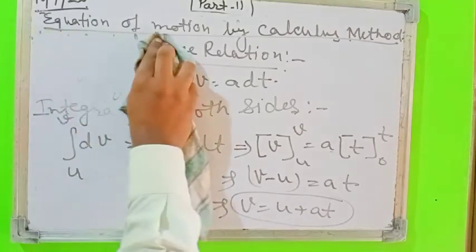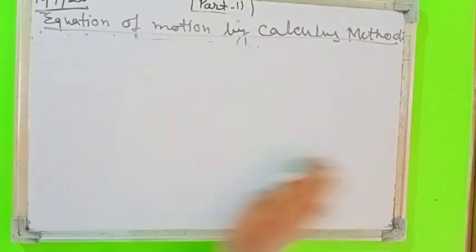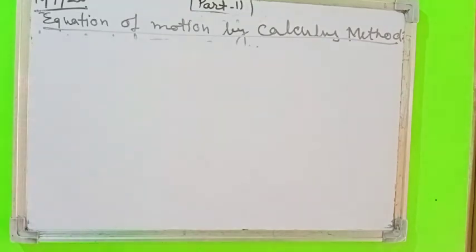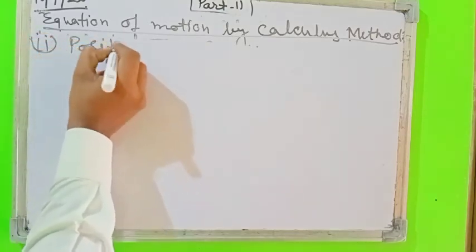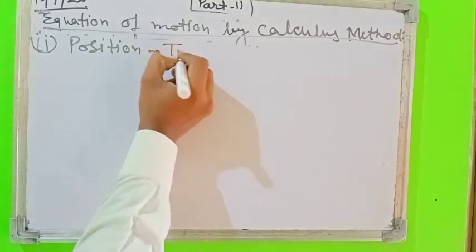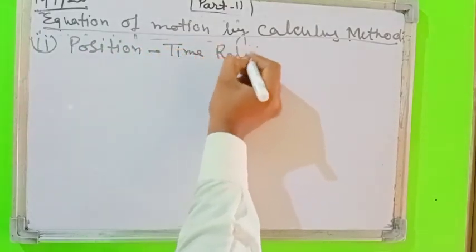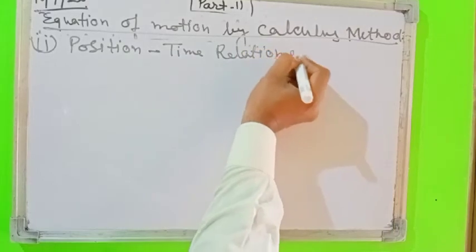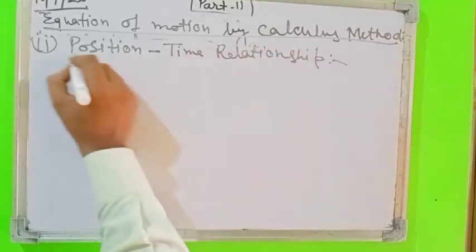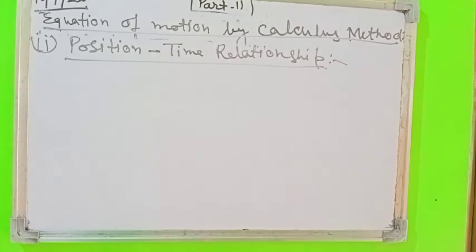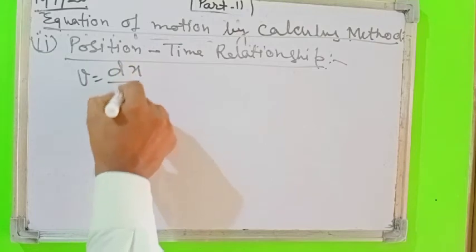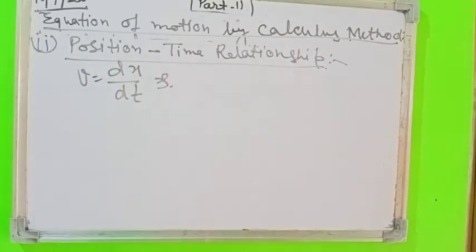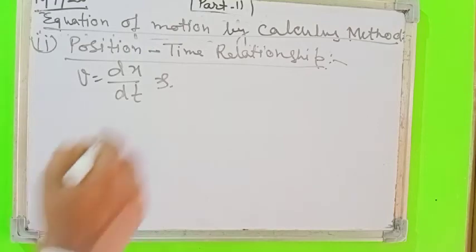Now, position time relationship. Second one is position time relation. In position time relationship we relate the velocity with position, that is v is equal to dx upon dt, and from here we can write it as dx is equal to v dt.